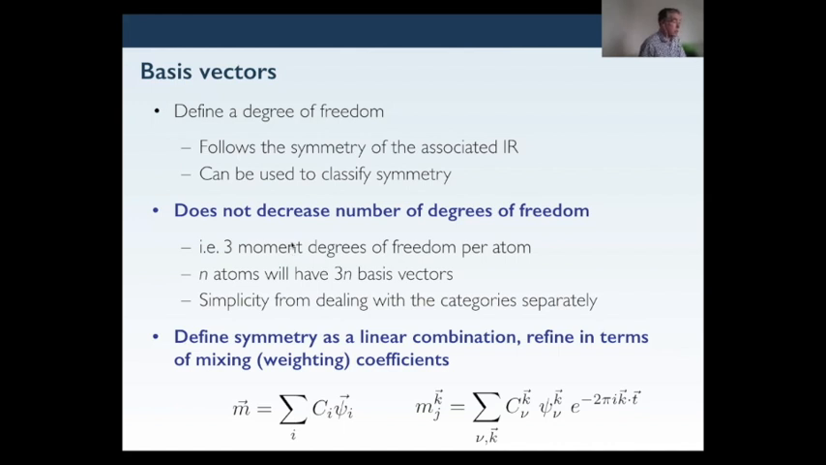Importantly, when we're running through magnetic structures, this type of symmetry classification does not decrease the number of degrees of freedom that we have. Every moment that we have has 3 components. There are 3 degrees of freedom. If you have n atoms, there will therefore be 3n basis vectors. They'll just be classified and categorized according to symmetry. We combine these basis functions according to the mixing coefficients to make our spin vectors. And in general, we can combine those of different irreducible representations within an irreducible representation or involving different propagation vectors k.